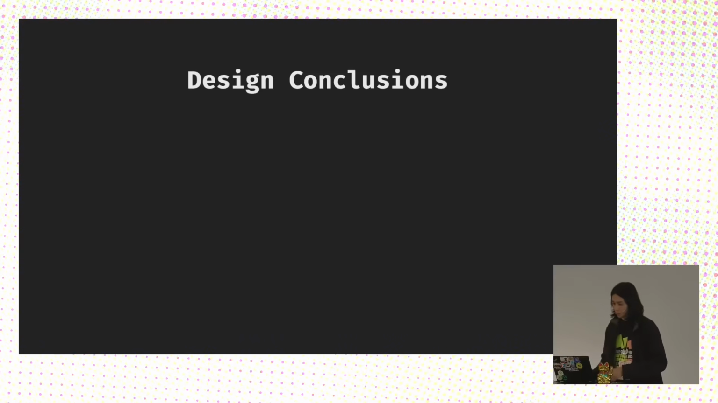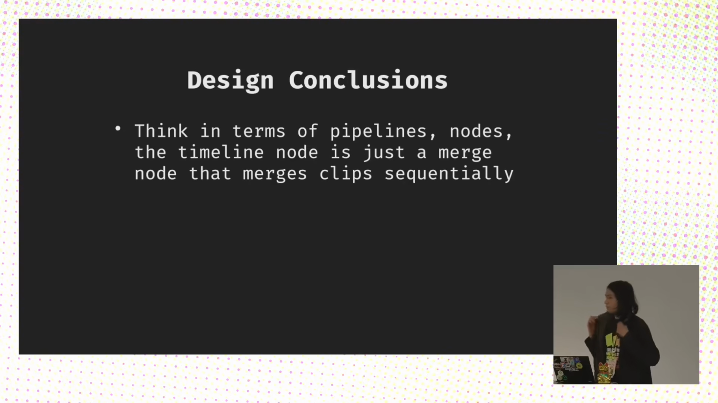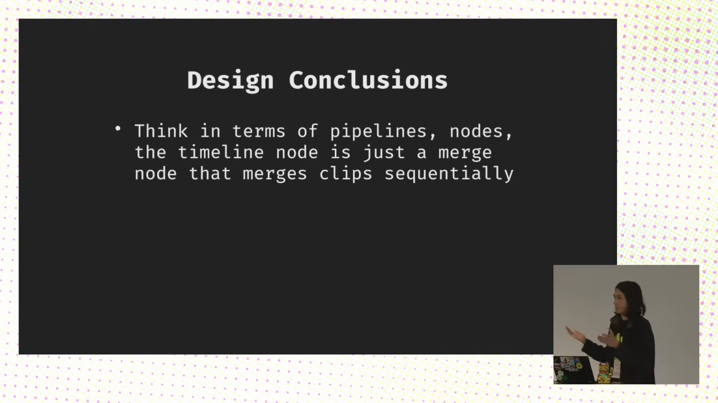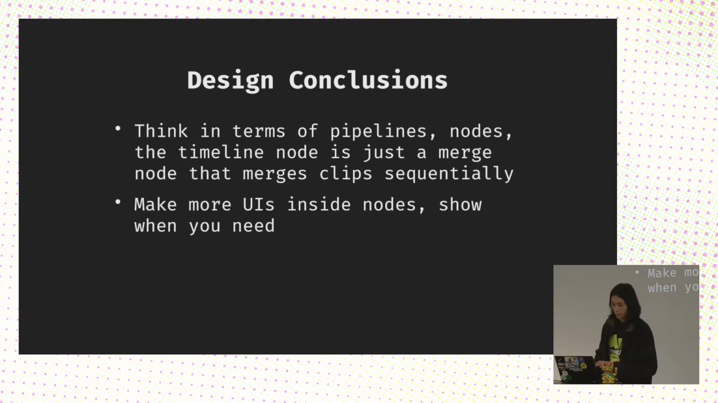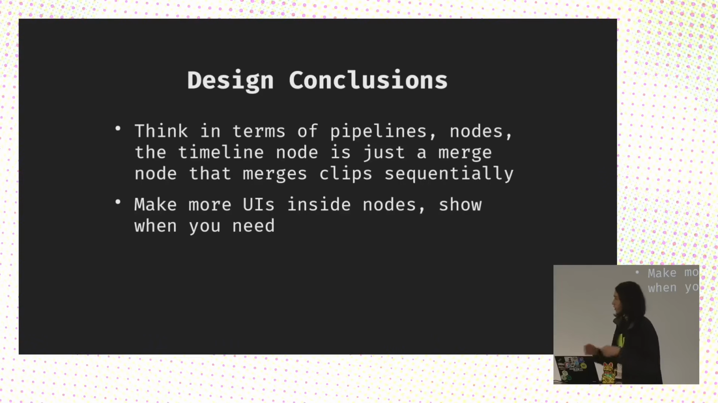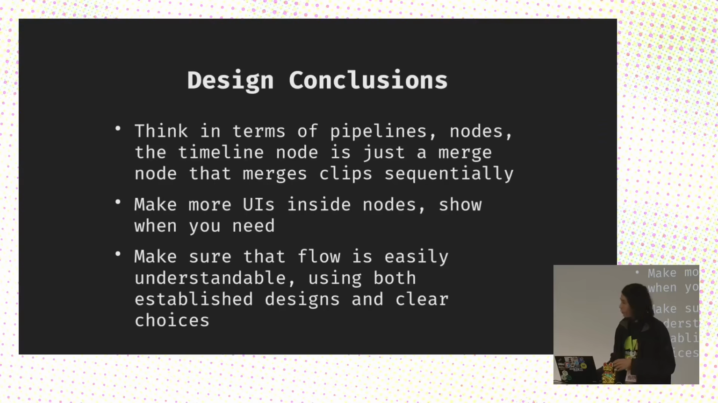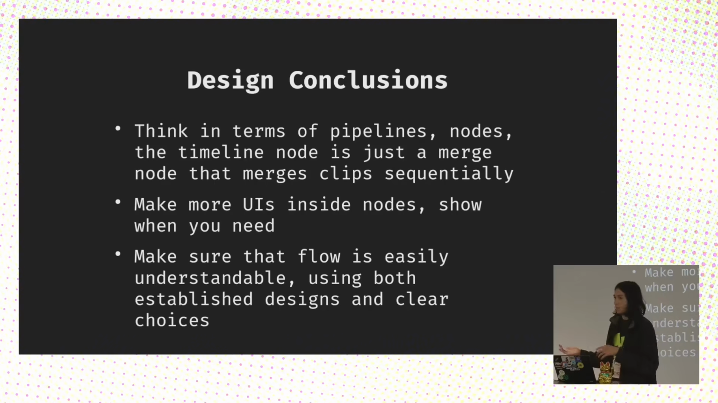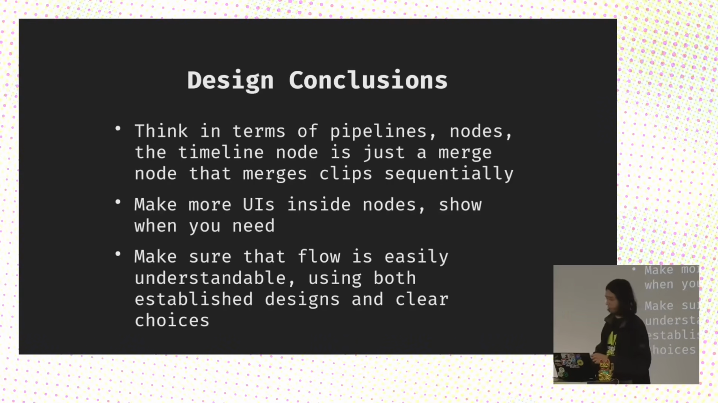So, design conclusions. Think in terms of pipelines and nodes. The timeline node at the end of the day is really just a merge node that merges clips sequentially. So think of simple terms like that. Make more UIs inside of nodes, show what you need, when you need it, and make sure that the flow is easily understandable using both established designs, like the traditional NLE, which the timeline node was based off of, and clear choices.